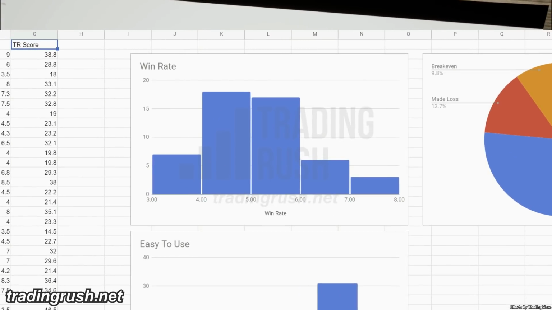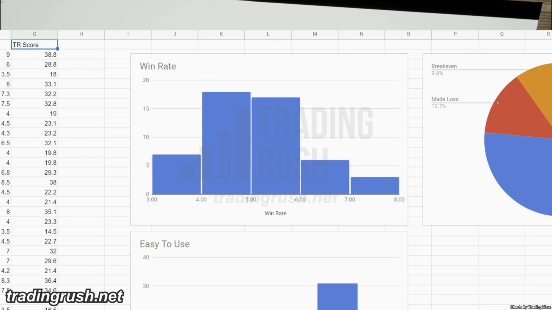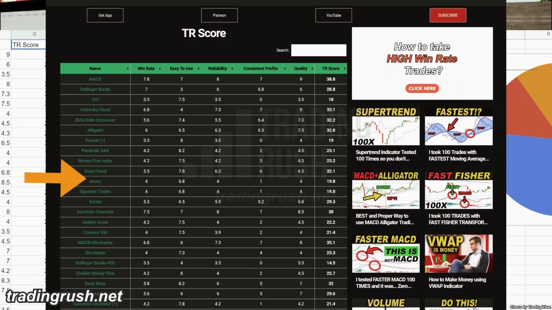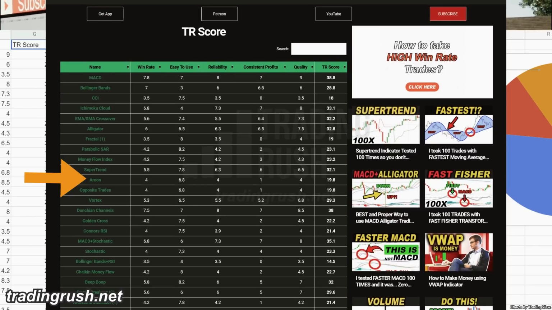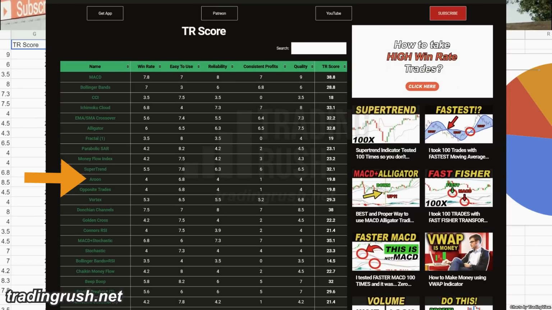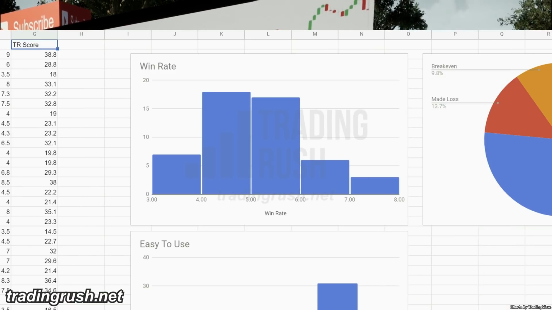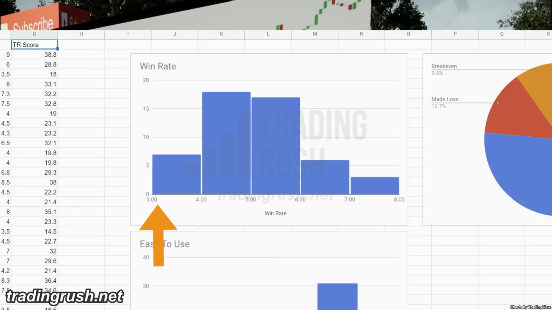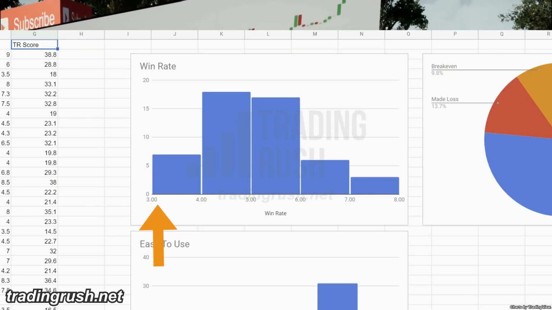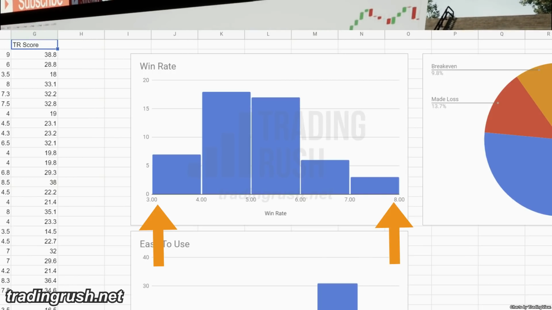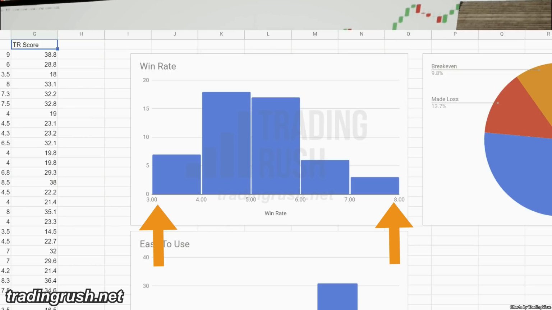In this category, all strategies are rated based on the win rate they got when we took 100 trades with them. For example, the Arun trading strategy got a break-even percentage of 40% with a 1.5 to 1 reward risk ratio. So the Arun strategy got 4 in the win rate category. Similarly, the worst trading strategy we have tested got a score of 3.3, and the best trading strategy we have tested on the Trading Rush channel got a score of 7.8. In other words, the win rate score ranges between 3.3 and 7.8.